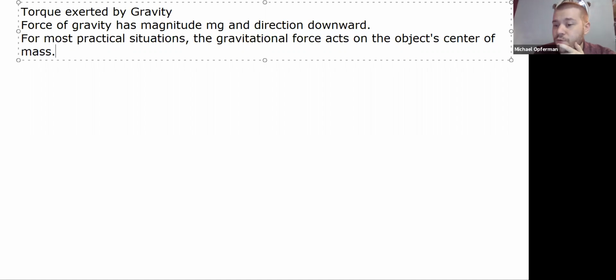So the gravitational force won't cause the object to start rotating about its own center. It can only cause the object to start rotating about other points on the object other than its center. So when you need to include the gravitational force in a rotational problem, just put it at the object's center of mass pointing straight down. So let me give you an example of that.